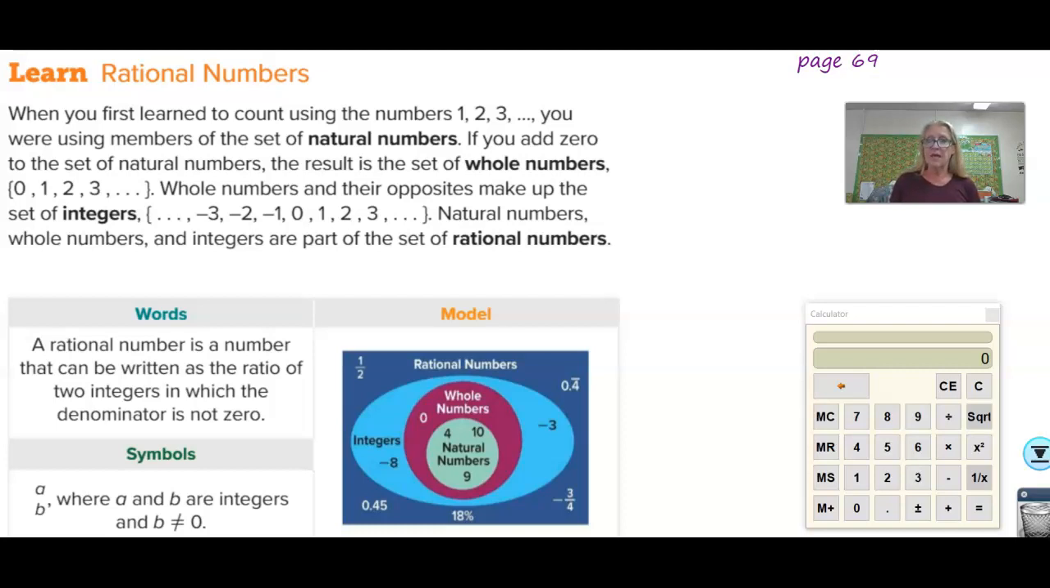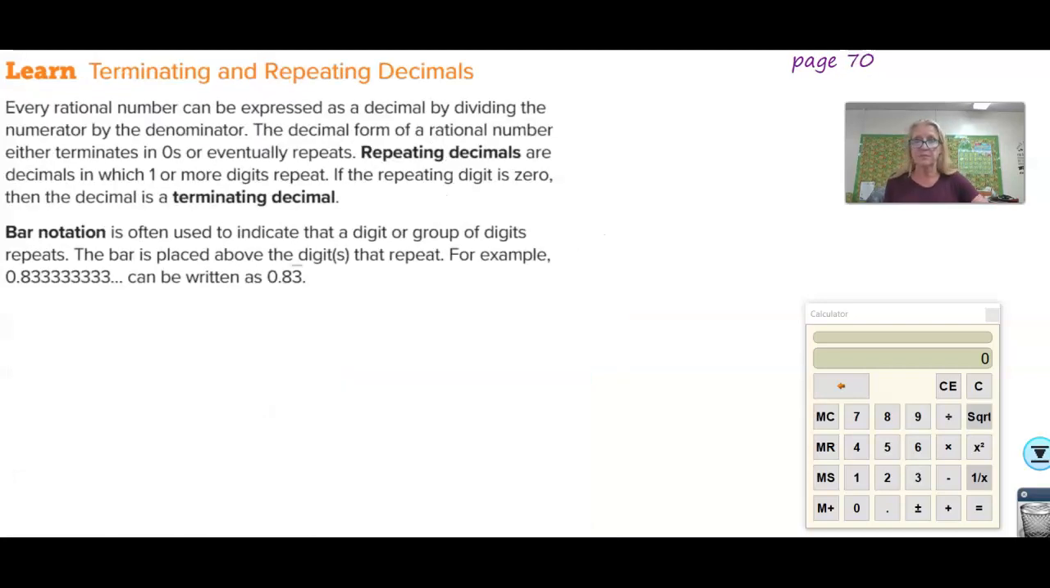So let's see. A rational number is a number that can be written as the ratio of two integers. Basically, that means it's a rational number if you can write it like a fraction, and the top number and the bottom number are integers. Okay, you can't have a decimal in the numerator and call it a rational number. It has to be an integer. Right. Every rational number can be expressed as a decimal by dividing the numerator by the denominator.